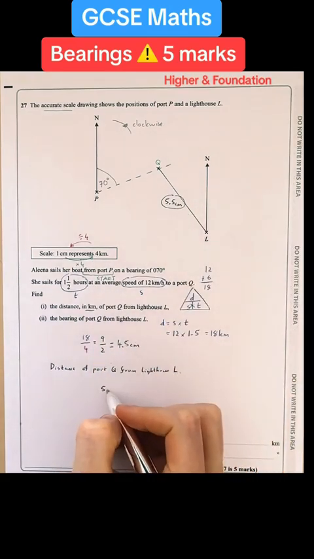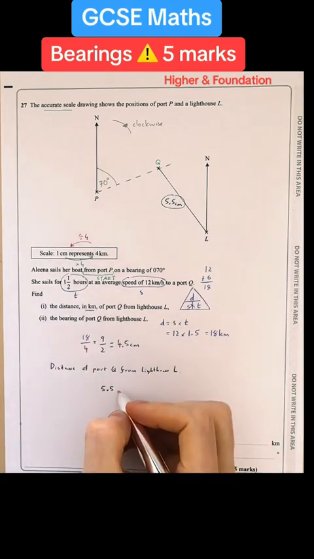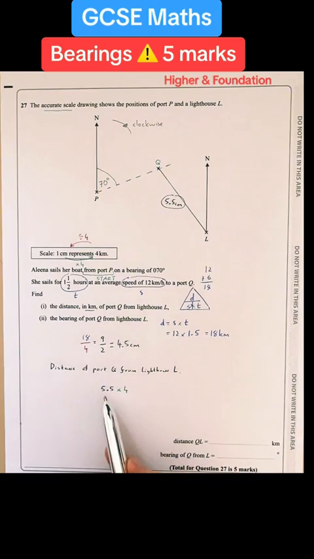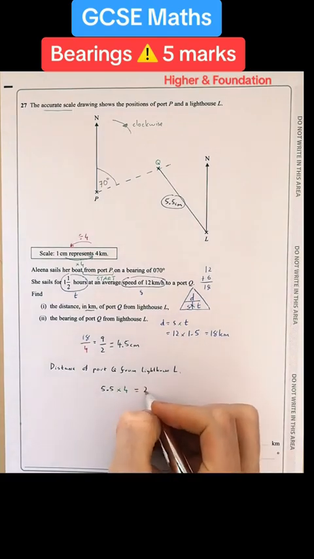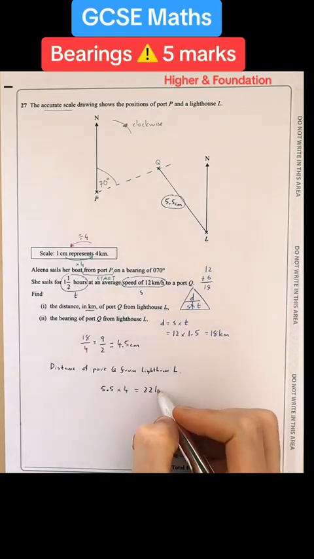So when going from centimetres into kilometres, I'm going to multiply by 4. So here, 5.5 multiplied by 4. When times-ing by 4, you can just double it and double it again. Well, double 5.5 gives 11, and double 11 gives us 22. So therefore, 5.5 times 4 is 22, and that's in kilometres.